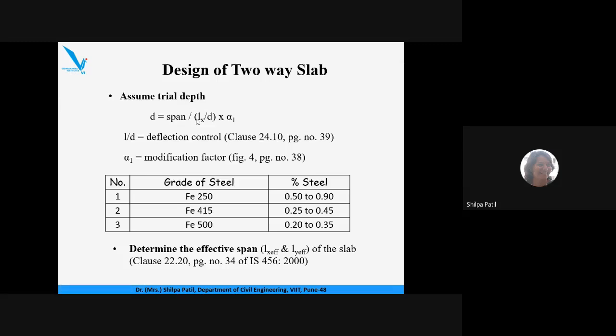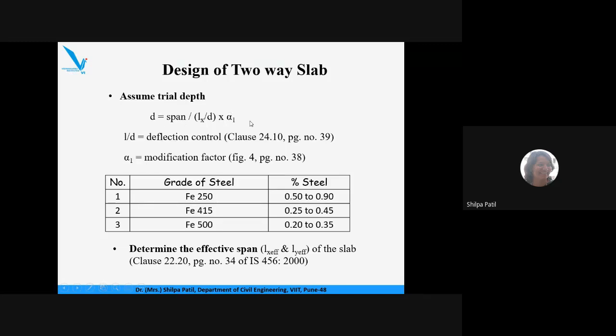Now the deflection control L by D ratio, the clause is the same. For cantilever, it is 7. For simply supported, it is 20. For continuous slab, it is 26. All these clauses are the same. Alpha 1 is the modification factor by referring to Figure 4 of IS 456. The method is exactly the same. Initially, we have to assume the percentage steel depending upon the grade of steel. Then making use of the graph, find out alpha 1, put the value here and find out dx.